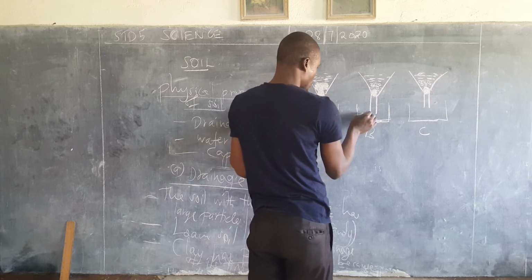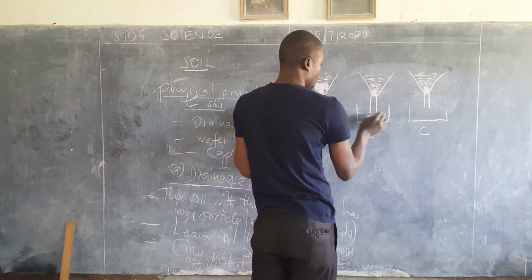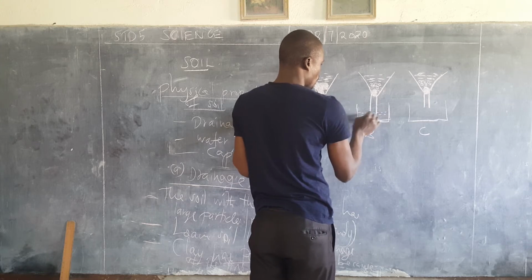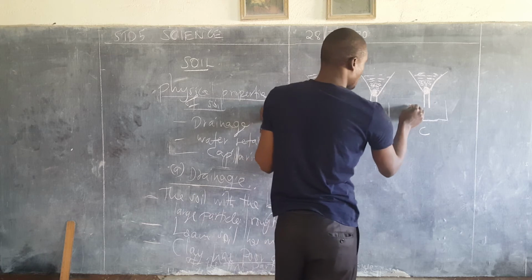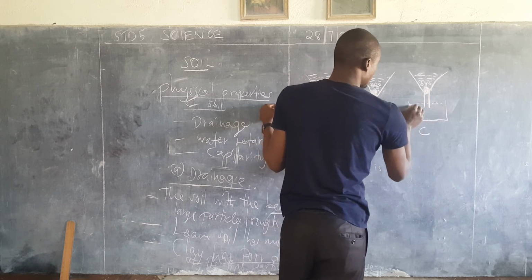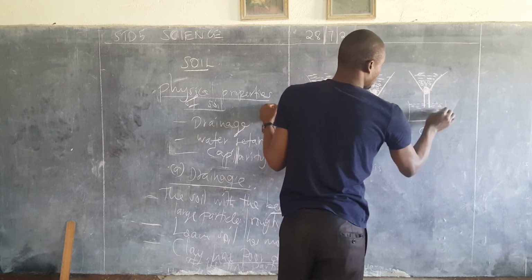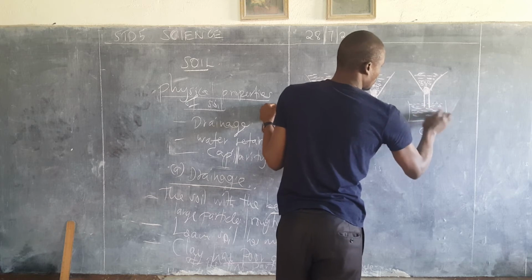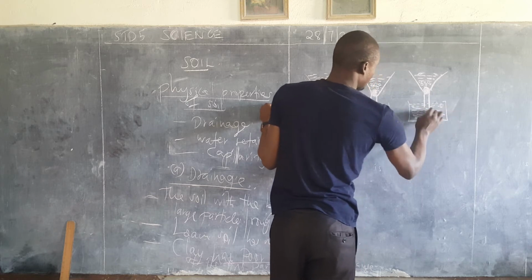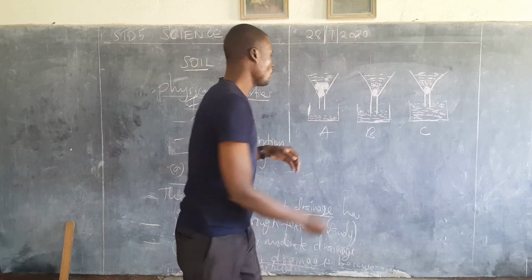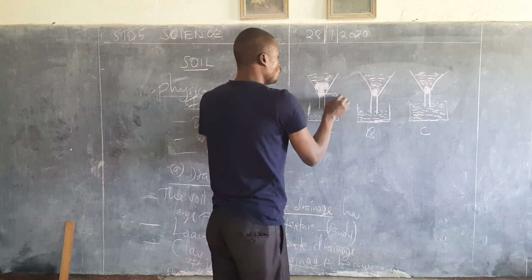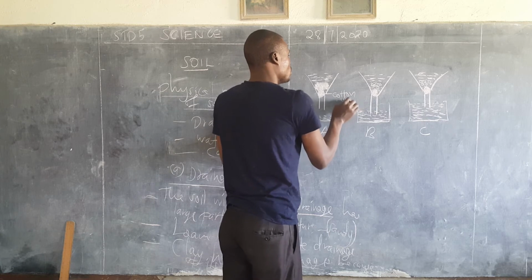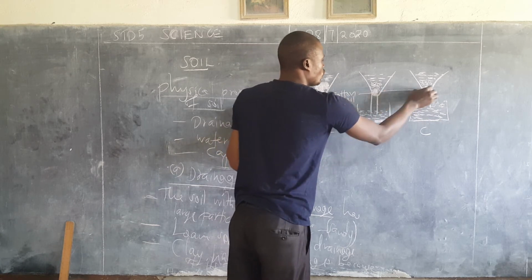Then here we have medium. I can show by at least that one. Then here you can see the water is full. Maybe I can just put it there. So now from the water that has been collected, we have used the same amount of cotton wool. This is cotton wool. All of it is cotton wool.